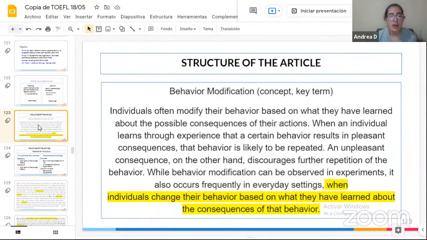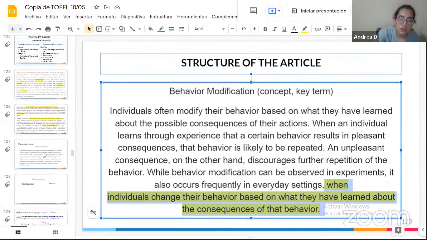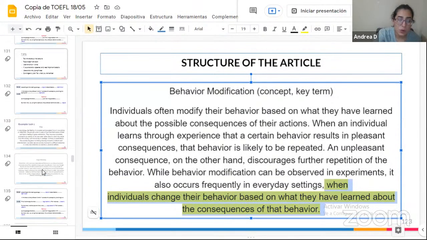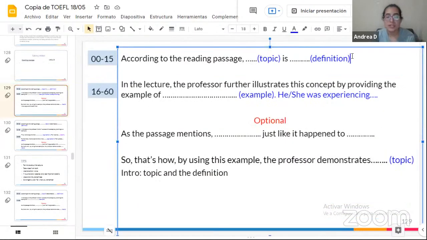So you say, according to the reading or according to the passage, behavior modification is when individuals learn through experience, or when individuals change their behavior based on what they've learned about the consequences of that behavior, if you want. But basically you do that, okay? You tell me what the topic and the definition are. That's everything that you need to do in the intro. Please don't tell me anything else from the reading. That's enough. And then you move on to the lecture.